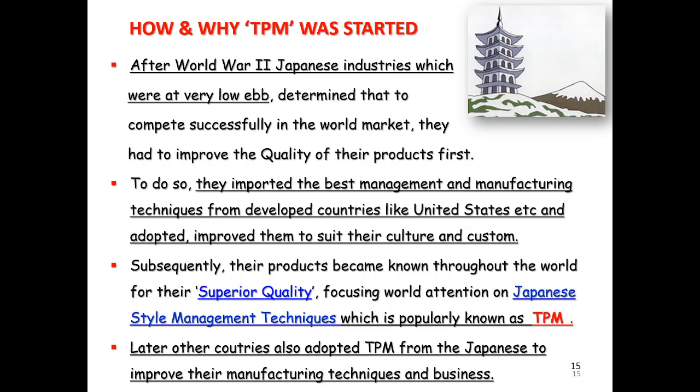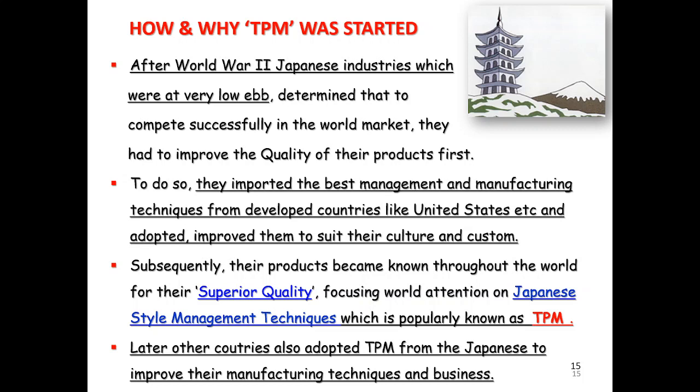After the war, Japanese industry got crippled. The country's economy also got affected drastically and was at a very low ebb for a long time. The future was very bleak and there were no signs of improving the economy. Hence, Japan determined that to compete successfully in the world market, they must first improve the quality of their products to attract the customers as a first step. To do so, they visited USA and some European countries, learned the best management and manufacturing techniques from these developed countries, adopted and improved them to suit their own culture and custom.